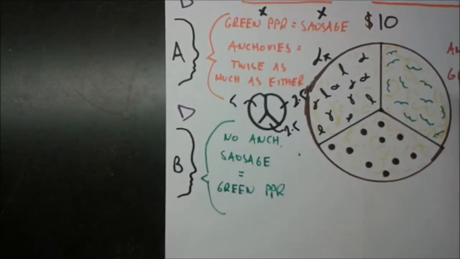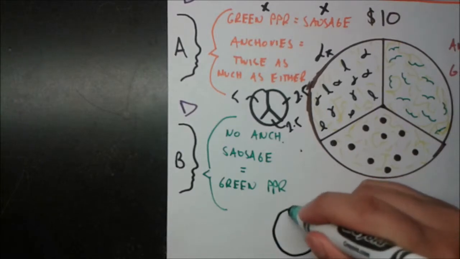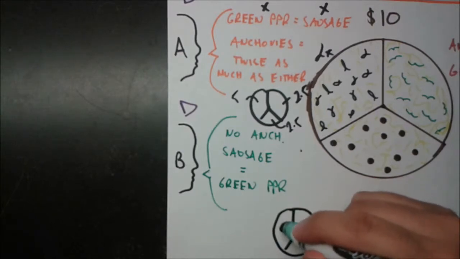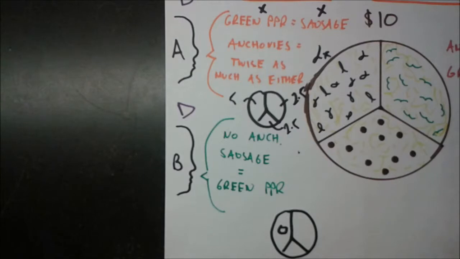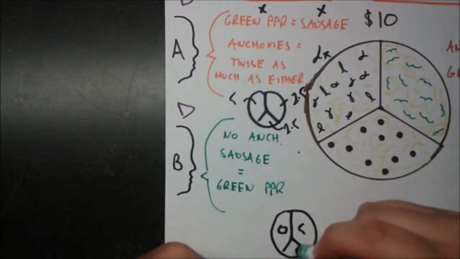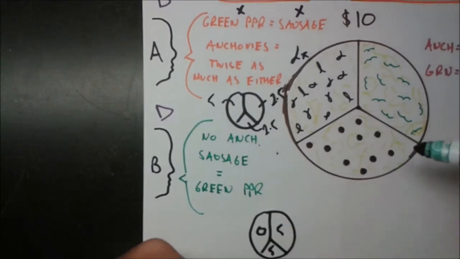Okay, so now let's look at person B. For him, he doesn't like anchovies at all, so we can already say that this piece is worth 0. And he likes sausage just as much as green pepper. So he's going to split the rest of the value equally among these two pieces.